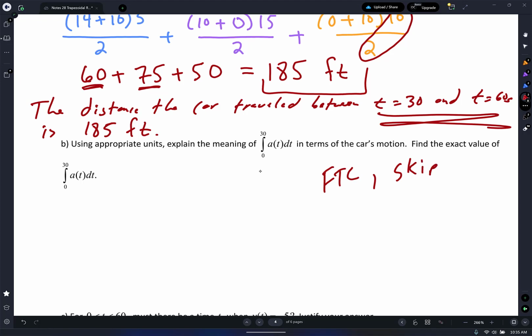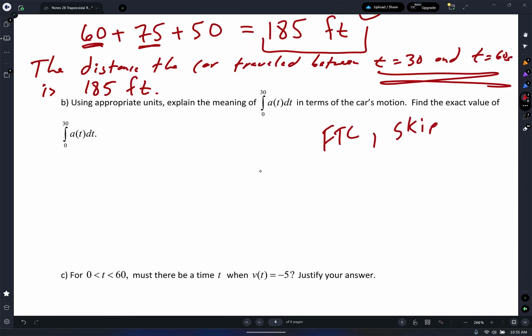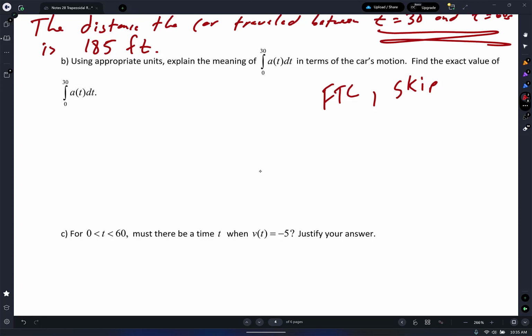Yeah, skip. Well, we might be able to figure it out, but you guys already know that means antiderivative. But I don't want to talk about it yet, so skip it for now. We don't know letter B yet.